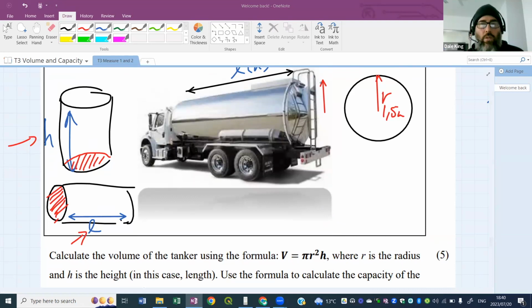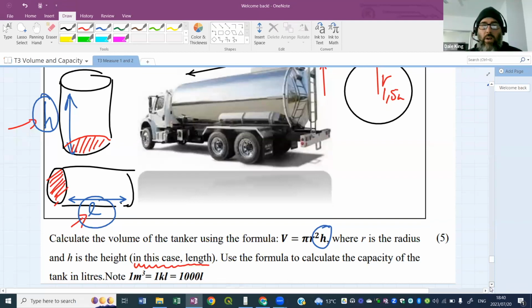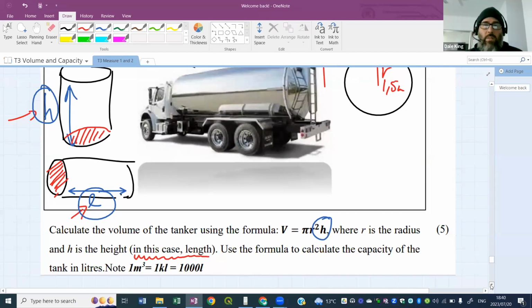Do not be confused. This H here in the formula is this H here in the standing cylinder. It's this length here in the cylinder on its side. It's the same thing. Do not let them trick you. R is the radius and H is the height. In this case, they're kind enough to say, don't be confused, it's the length. So these examiners are very kind to say, don't worry. If we say H, we actually mean the length.